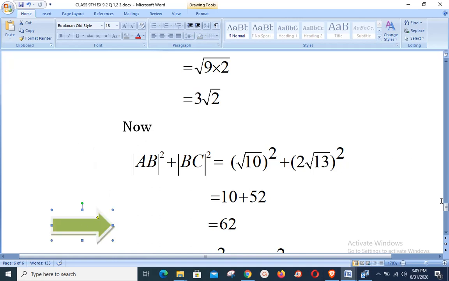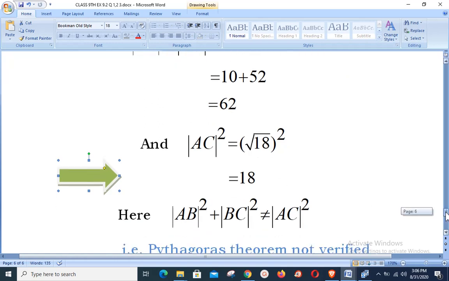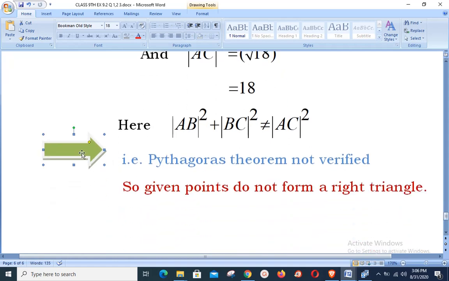Now we see the value of the third side and what its square will be. We had AC equal to root 18. Now we take the square on both sides. AC whole square is equal to root 18 whole square. The square and the root cancel, and the result is 18. As you can observe, the square of perpendicular plus the square of base is not equal to the square of hypotenuse. That is, AB square plus BC square is not equal to AC square. So the Pythagoras theorem is not verified, and we say that the given points do not form a right triangle.